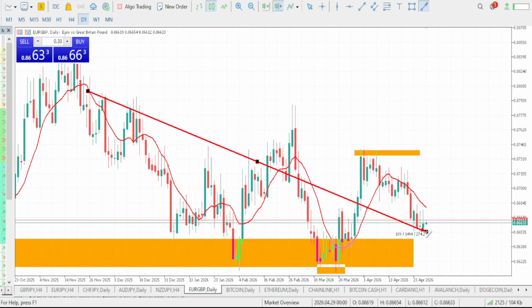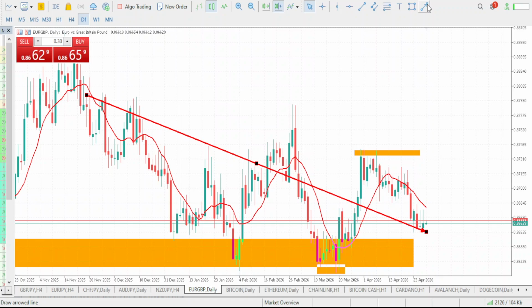Very much downtrend, right? We have three movements: an uptrend move, a downtrend move, or a ranging market move. This Euro GBP is clearly trending to the downside. So this is to tell you that our Euro GBP is on a downtrend move.